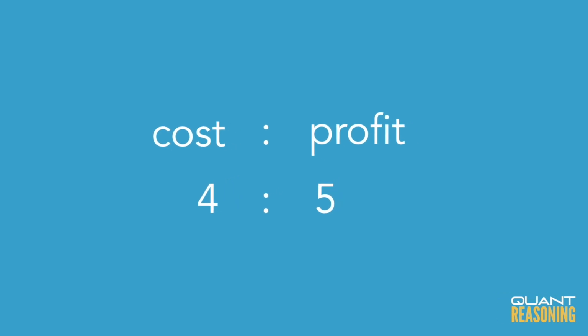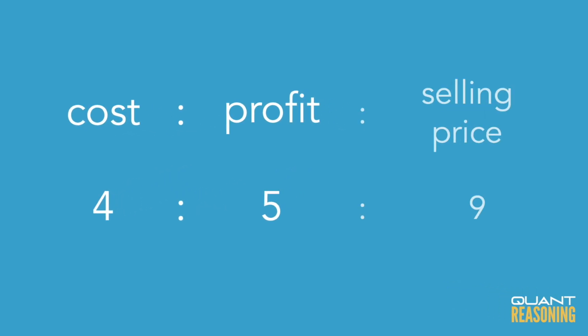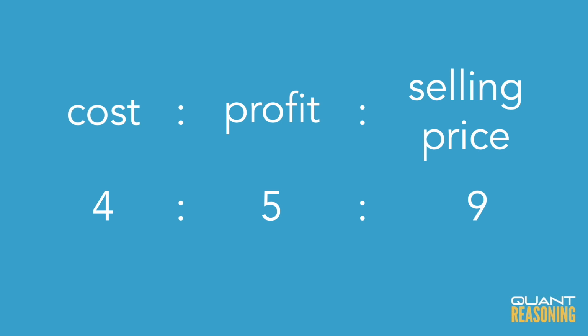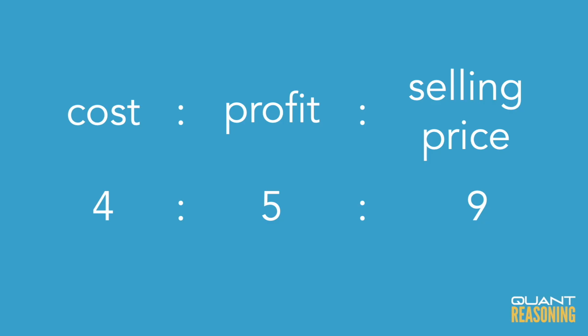You'd be able to infer what you sold it for, because we know that the profit is the difference between your selling price and your cost. So if your cost was 4 and your profit was 5, you must have sold it for 9. And this isn't $9 or 9 of some other currency. This is all just a ratio. It's a simplified model of reality. But we have now this ratio of cost to profit to selling price is 4 to 5 to 9.